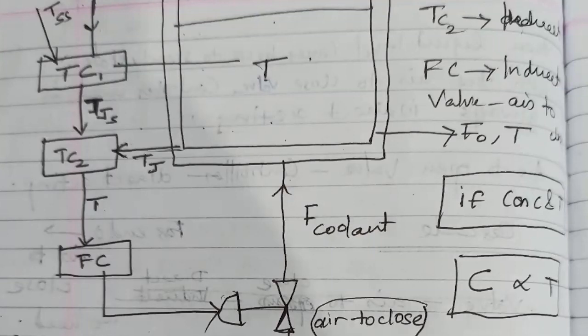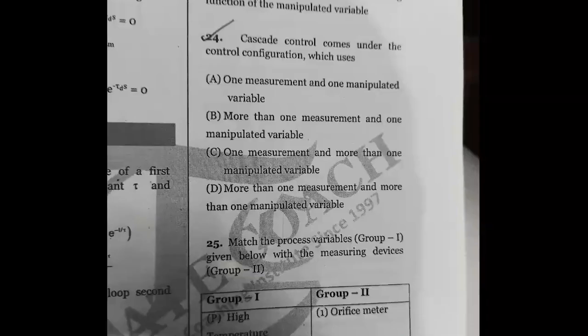Clear. So this is your first case. Then we will see some problems now. Almost all the topics are over. What we have left is only valve characteristics. All the other parts are done. So let me check which questions we have. Cascade control comes under the control configuration which uses, cascade control meaning we have more than one measurement and one manipulated variable. I hope you know that. More than one measurement and one manipulated variable.